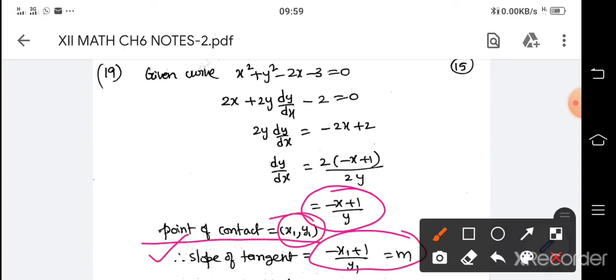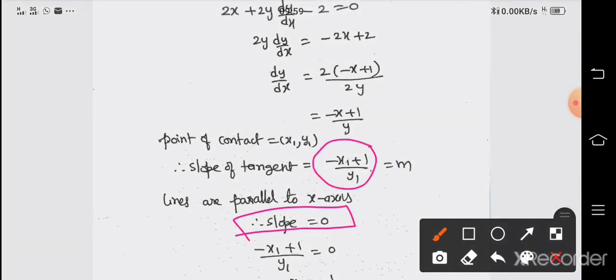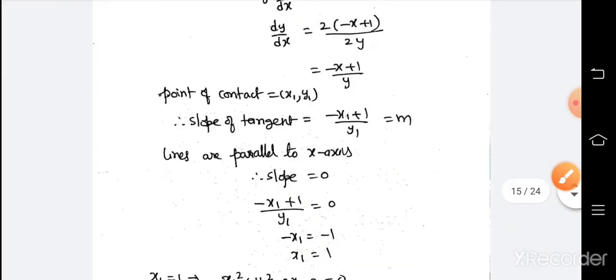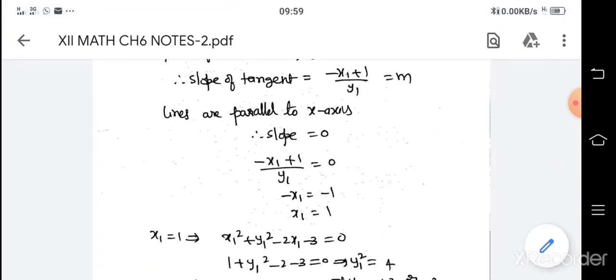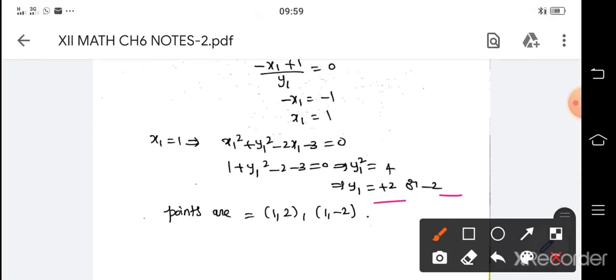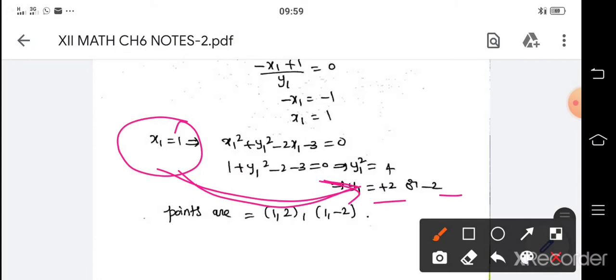They are asking for x1, y1 this time. Indirectly they gave you the slope, because tangents parallel to the x-axis means what is the slope? The slope is 0. So equate this to 0, then you get x1 equal to 1. Substitute x1 equal to 1 in this. You get y1 equal to plus 2, minus 2. That means when x1 is 1, I get 2 values of y1, plus 2 and minus 2. So (1, 2) and (1, -2) are the required points. So this is a question we usually did earlier.